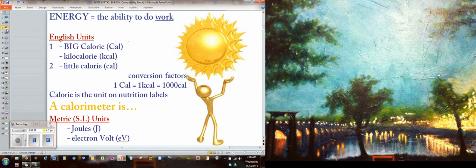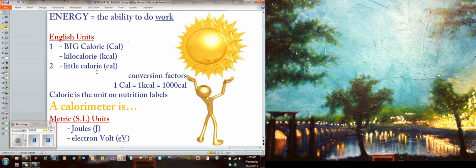All right, it's always great to start with a definition of what energy is, and that is the ability to do work. Next, we would like to know the units for energy. We have our nice English units up here. We have the calorie. We have two versions of the calorie. The big calorie, why am I calling it the big calorie? Because it starts with capital C, and the little calorie, because it starts with lowercase c.